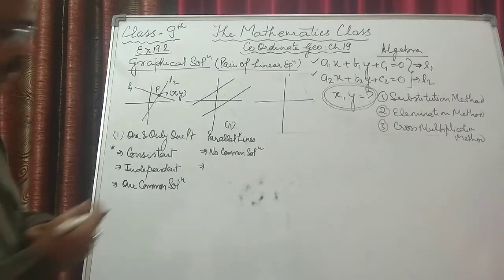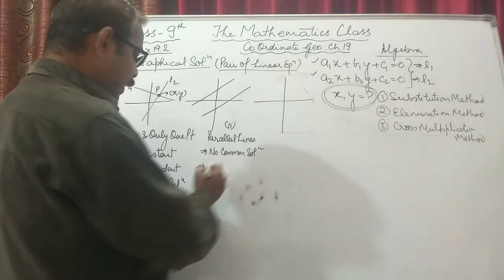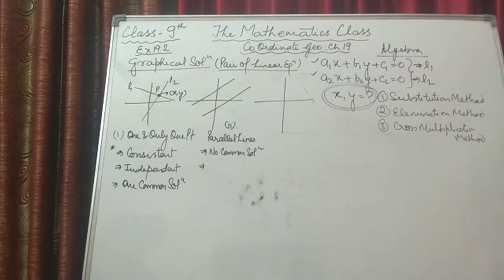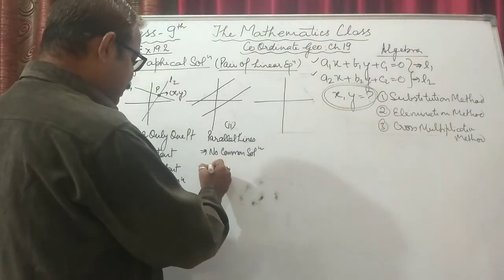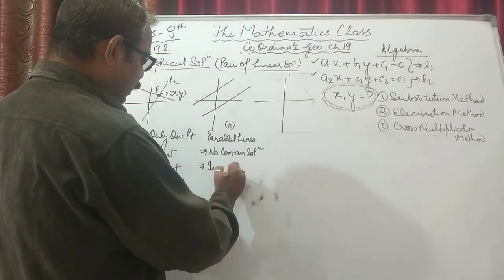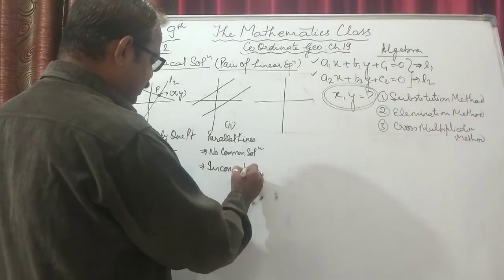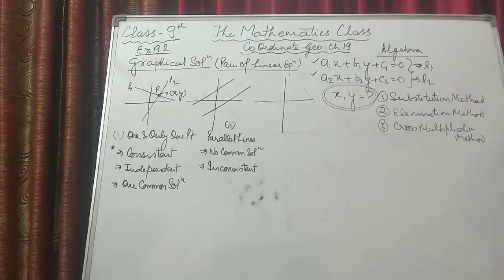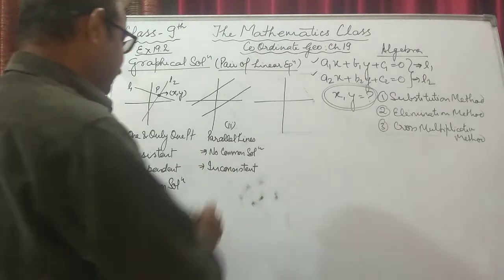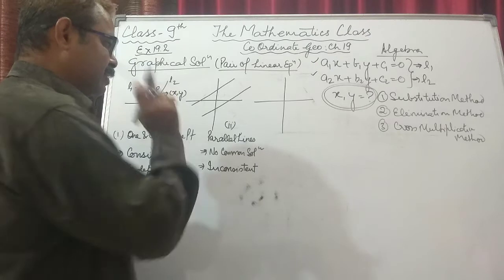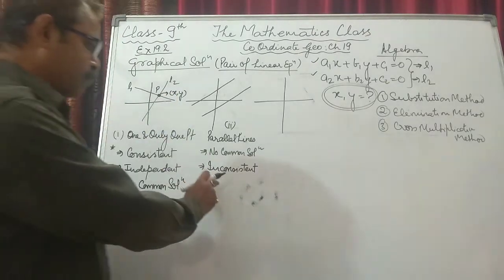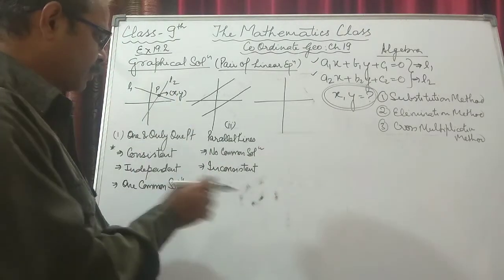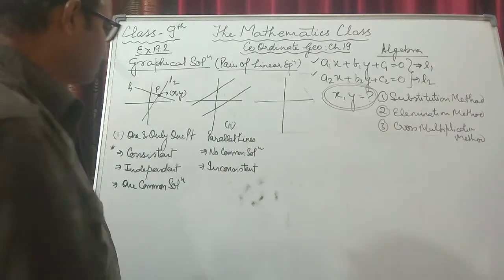If there is no common solution, then we say that the solution is inconsistent. No common solution or no solution means that when the lines are parallel, they are said to be inconsistent. No common solution and inconsistent. That is the second point. Or you can take it as third or first, whatever. These are the three different types of solutions.